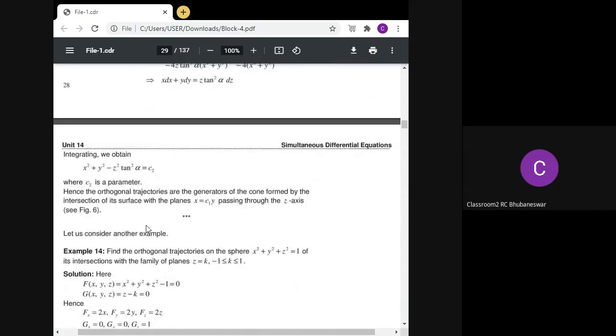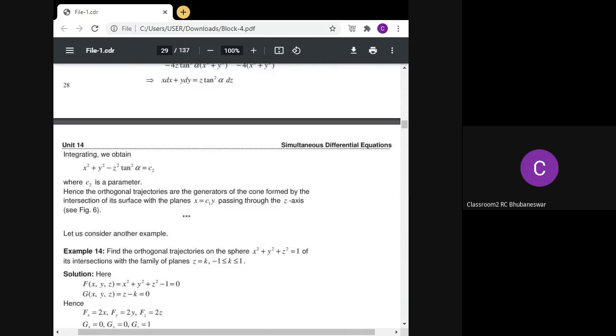After integrating, we have the relation x square plus y square minus z square into tan square alpha equals c2. So this is the simple process to solve a system of differential equations in the application of orthogonal trajectory systems.